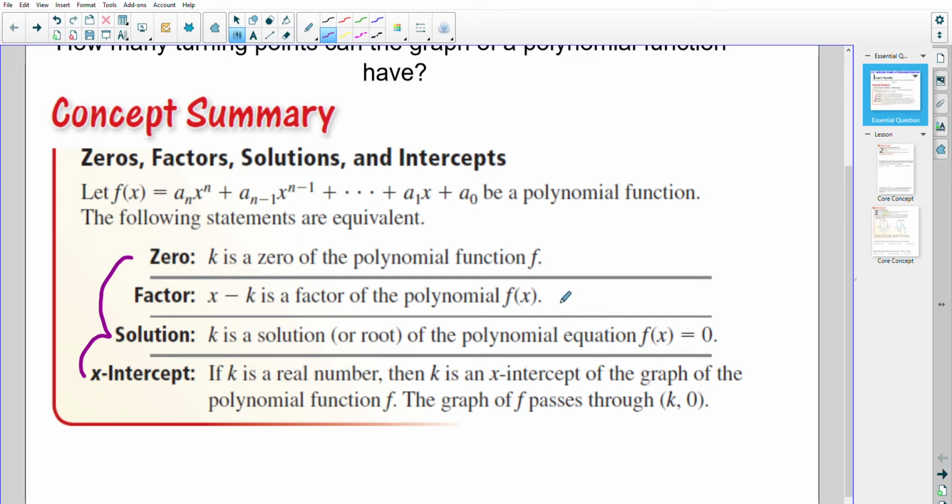The other situation is you can have a factor. A factor is part of a polynomial. So that's often seen as x minus k, and this would be k, 0. So that's a little bit of a review.